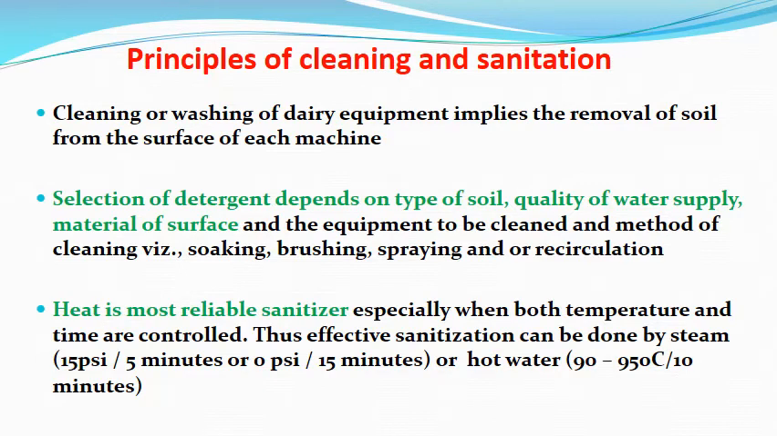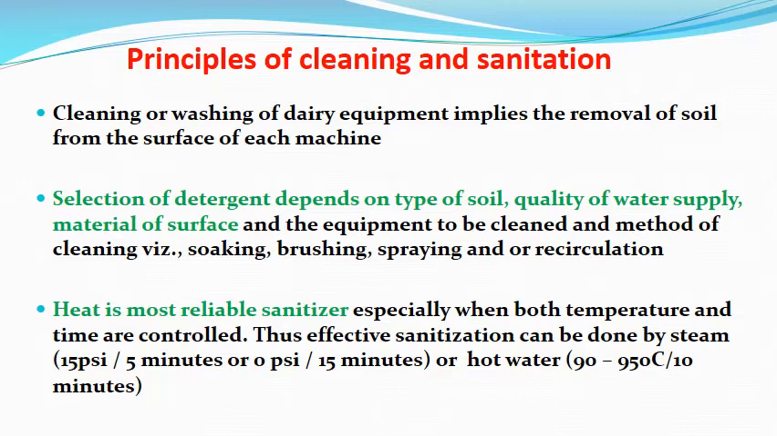Now let us understand the principles of cleaning and sanitation. Cleaning or washing of dairy equipment implies the removal of soil from the surface of each machine or other working surface, tables and equipment. Selection of detergent depends on the type of soil, quality of water supply, materials of surface, the equipment to be cleaned and the method of cleaning, that is soaking, brushing, spraying, or recirculation. So the principle here is the kind of detergent to be selected based on the type of soil. If it is lipid material, the detergent should be different. If it is proteinaceous, the detergent should be different, and so also the quality of water and the surface to be cleaned.